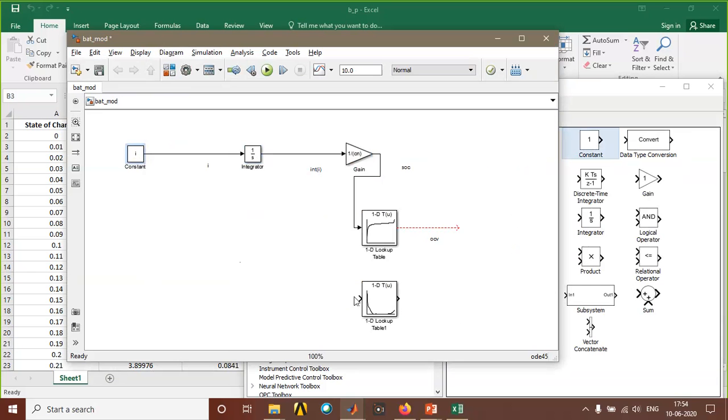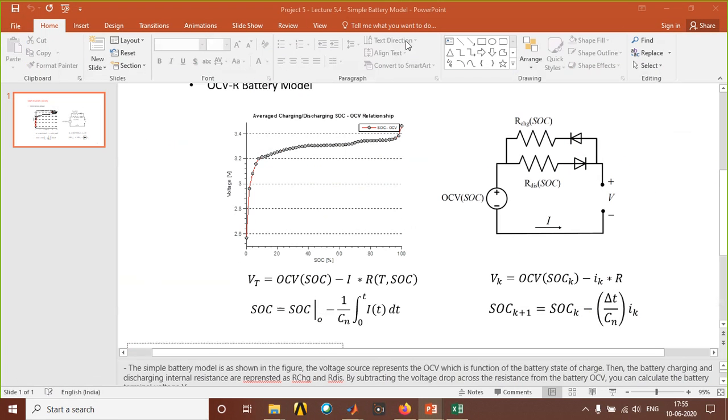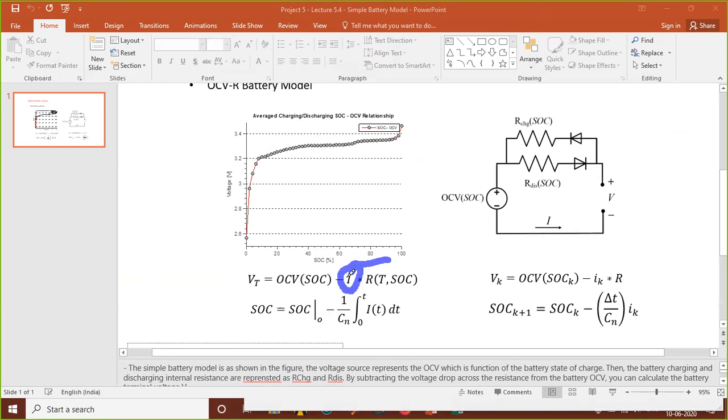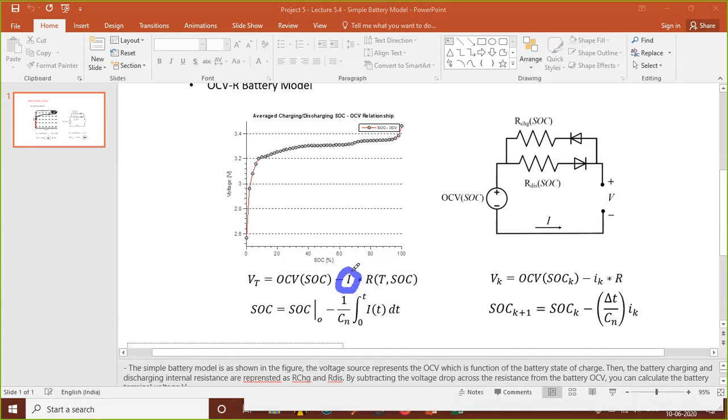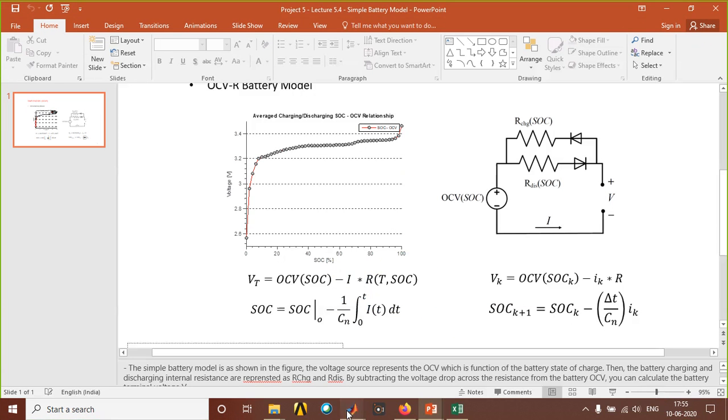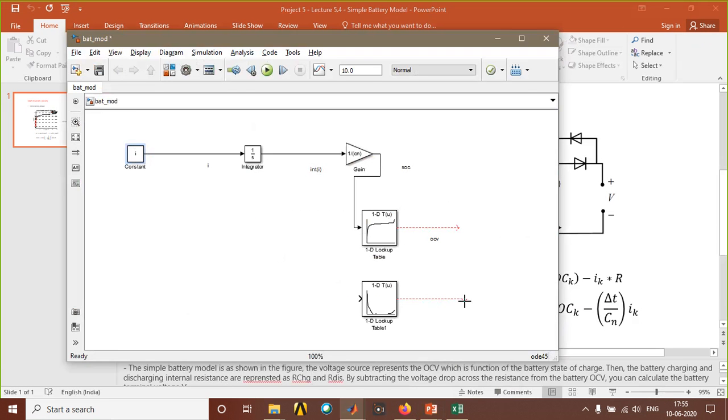Okay, next, what I am supposed to do is, I am supposed to multiply my current value with my R discharge value. Okay, that's what I am going to do now. It is product. Okay, it is multiplication. So from here, what you'll have is R discharge. So what I'm going to do is, the input is this. So from SOC, you're going to calculate the R discharge value.